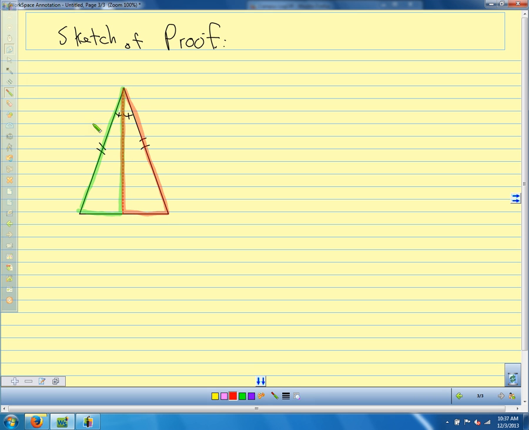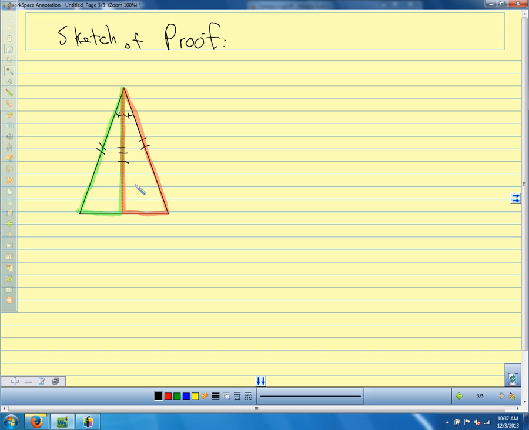So I'm looking at the green triangle and the red triangle. I have a side and an angle on the green triangle. I have a side and an angle on the red triangle. What other parts do I know are congruent between those two triangles? The bisector, it shares this segment. This is congruent to itself.